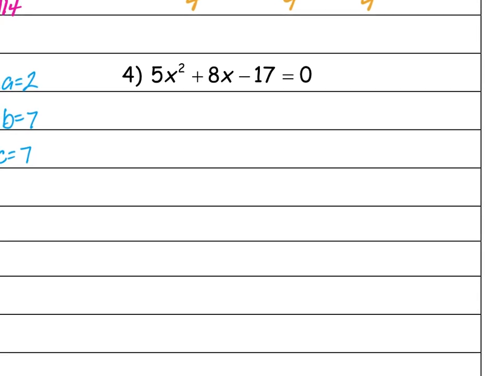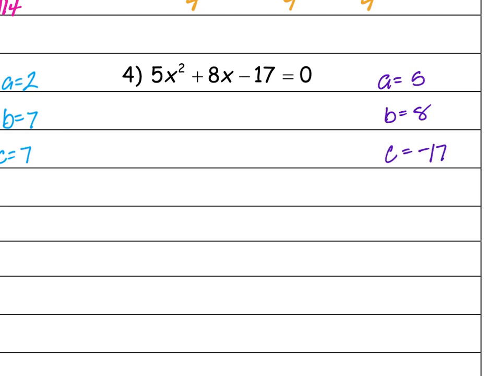And this one's going to be good too. So do I have to do anything to this one? Everything's on the same side of the equal sign, right? So now all I'm going to do is identify A, B, and C and plug it into the quadratic formula. So what does A equal? 5. What does B equal? 8. And what does C equal? Negative 17. Very good.